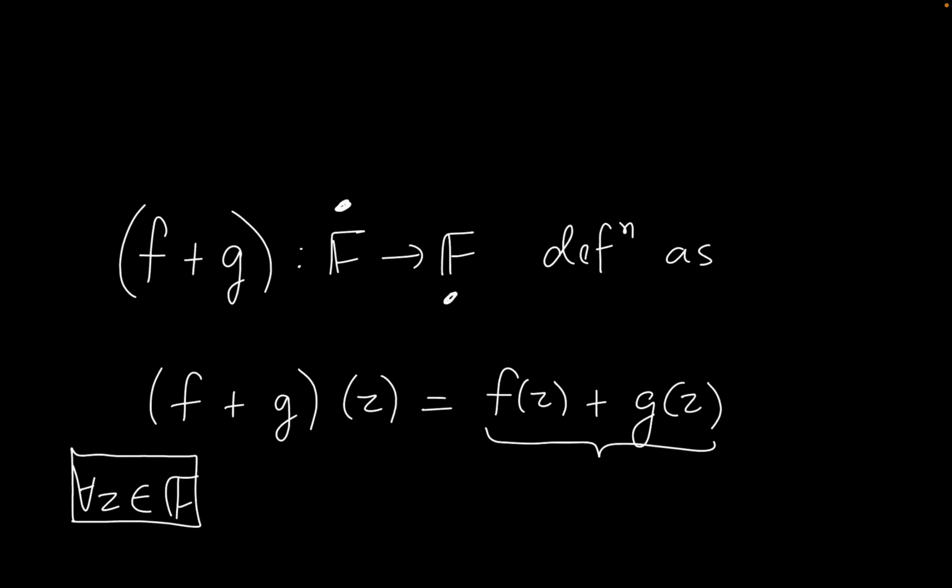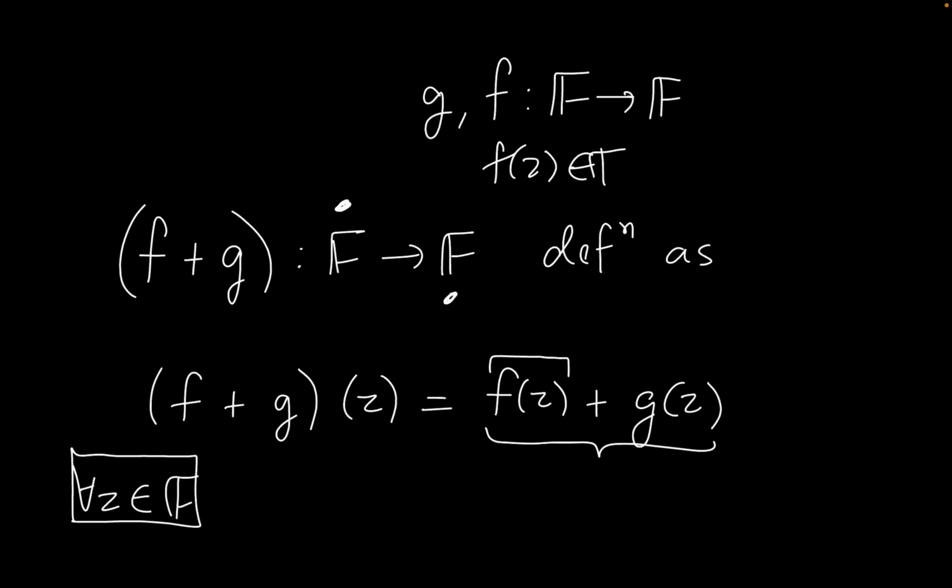Why is f(z) plus g(z) a scalar? Well, because f is a function from F to F, so f(z) will be in F. I'll write this over here: F is where f(z) lies. Similarly, so is g. So g(z) will also lie in F. And so these are both in F.